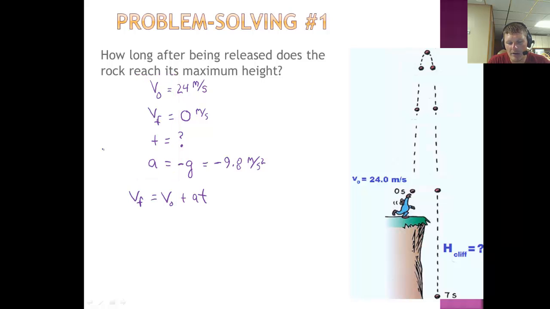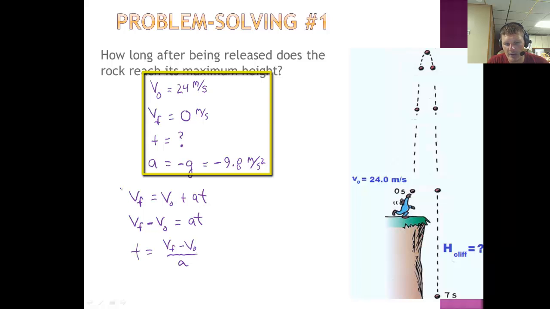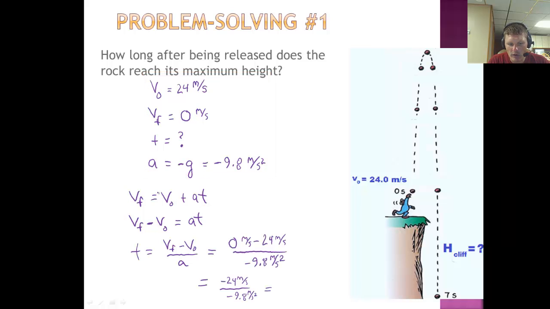But for now, I'm going to solve this equation for t. First thing I'll do is subtract the initial velocity to the left-hand side. Now I'll divide both sides by a, and what I now have is an expression for time that says time is equal to the final velocity minus the initial velocity divided by the acceleration. I will now plug in the information that I know, and if I simplify this, I get negative 24 meters per second divided by negative 9.8 meters per second squared. A negative divided by a negative will give a positive.